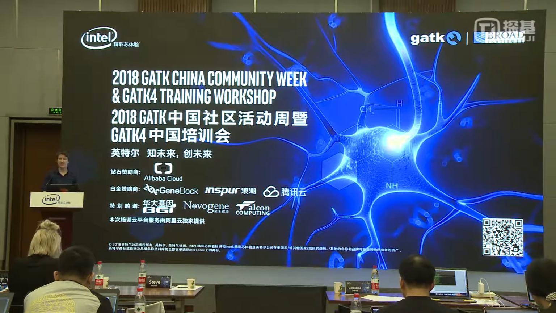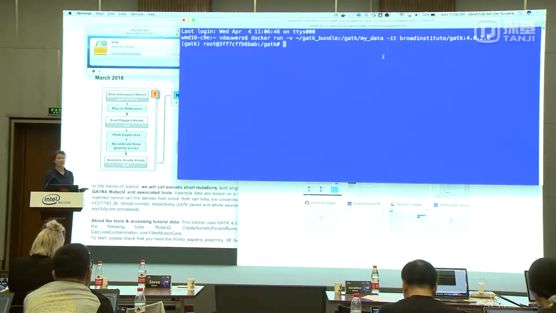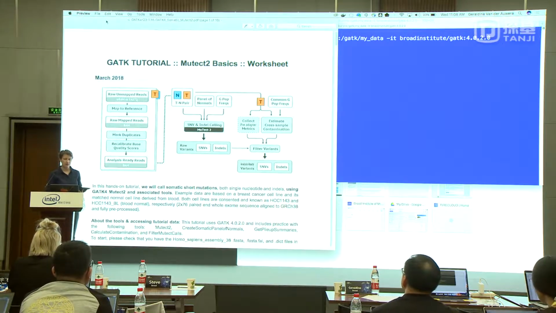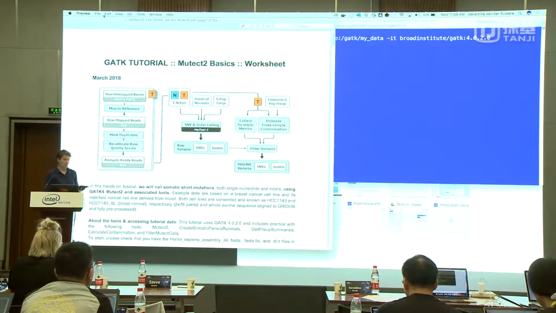All right, okay, I've got that running, I've got my container up, so we're ready to go. Thank you very much for putting up the screen. All right, so we're ready to proceed. Let's put that away.